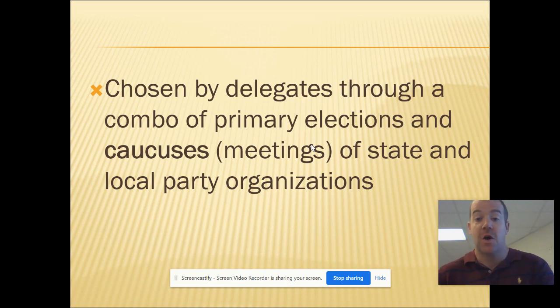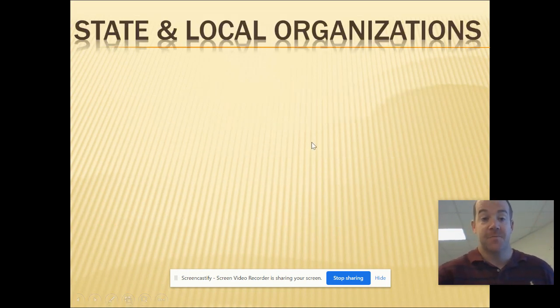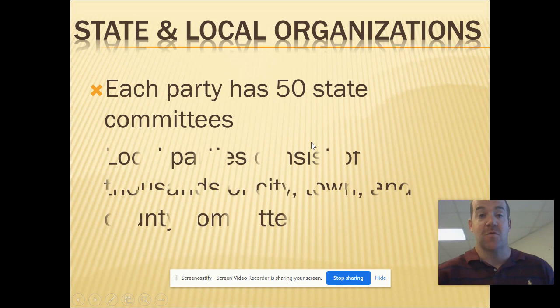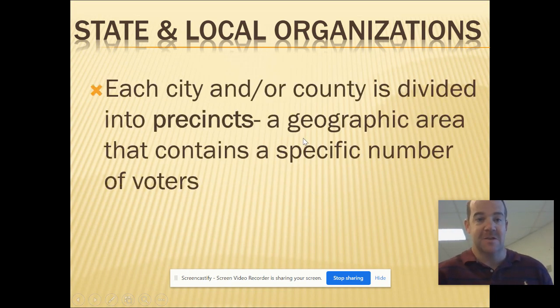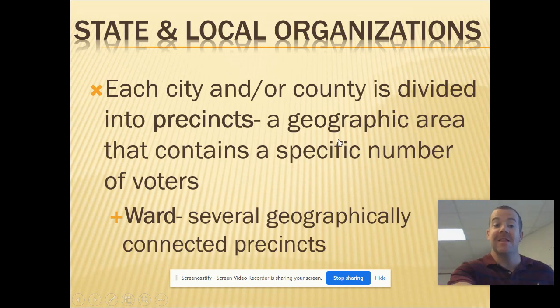It's not where you go in and vote in an election. It's almost like a town meeting, and you decide collectively who each little area or caucus is going to pick. And they write the party's platform. All right, we're going to skip through this state and local. This is important though.